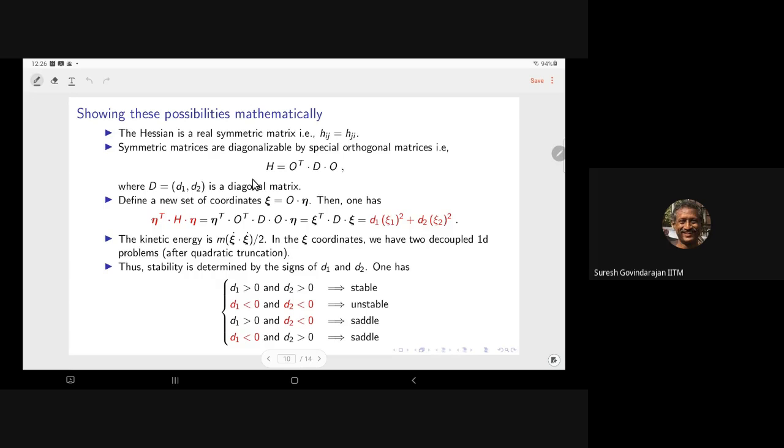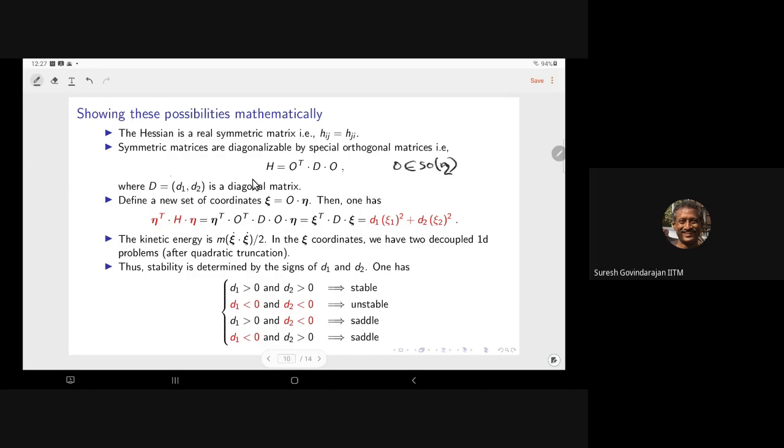The Hessian is a real symmetric matrix. So H_ij equal to H_ji. Okay. Symmetric matrices are diagonalizable by special orthogonal matrices. This is a very important statement. Okay, so that means this matrix that I have can be written as O transpose D O, where O belongs to SO(n), if it's n by n. We are doing only 2, so it is SO(2). Okay, and where D is a diagonal matrix.